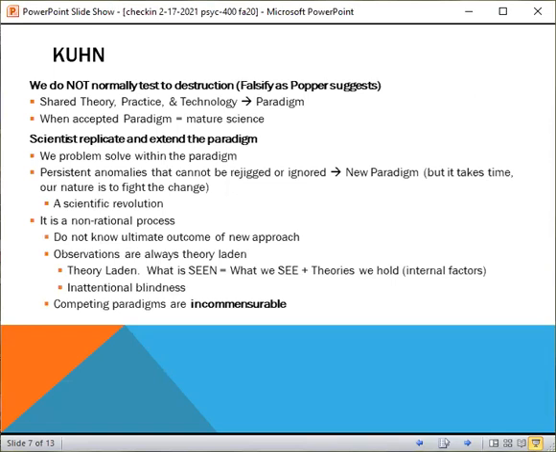And so Popper sets the stage. And then the next individual we see is Thomas Kuhn. And Thomas Kuhn was the individual who coined the word paradigm and the phrase paradigm shift. So basically, his first statement that we want to talk about here is the following. We do not normally test to destruction. And what he's referring to there is that when someone comes up with a theory, scientists do not go about trying to falsify and destroy their theories, as Popper suggests.